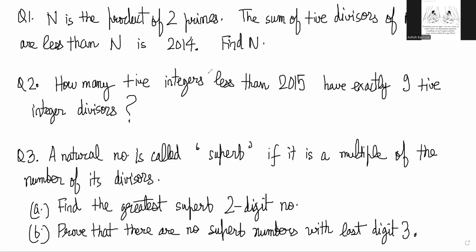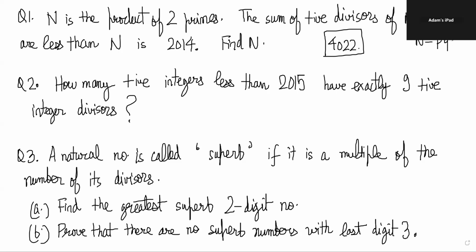Is the first one done? Yes. Tell me if anybody has gotten it. 4022, right? How? Tell me. So if you let n equal p times q, where p and q are prime, then 1 plus p plus q is equal to 2014. And so p plus q is equal to 2013.